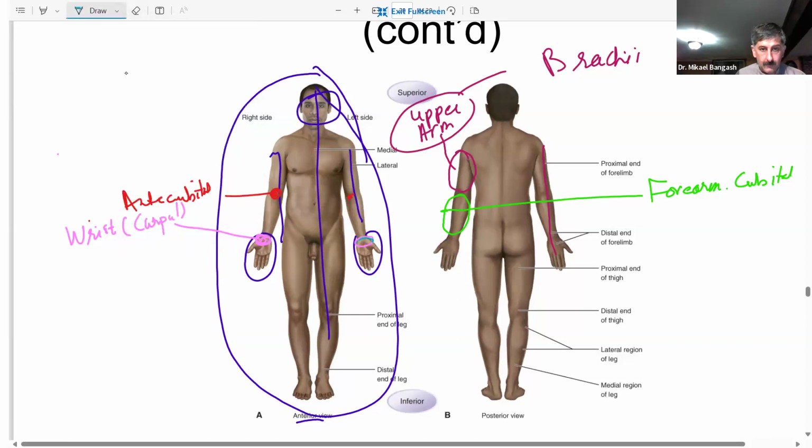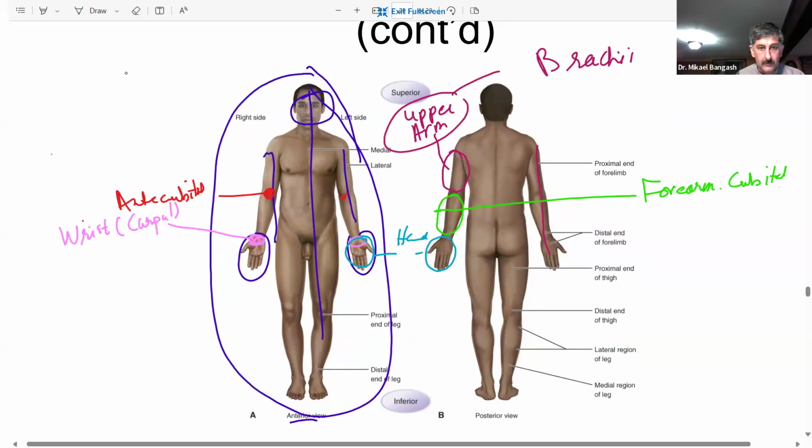Now, whether it's this or whether it is this, both can commonly be referred to as the hand. But knowing your anatomical position is going to be important.